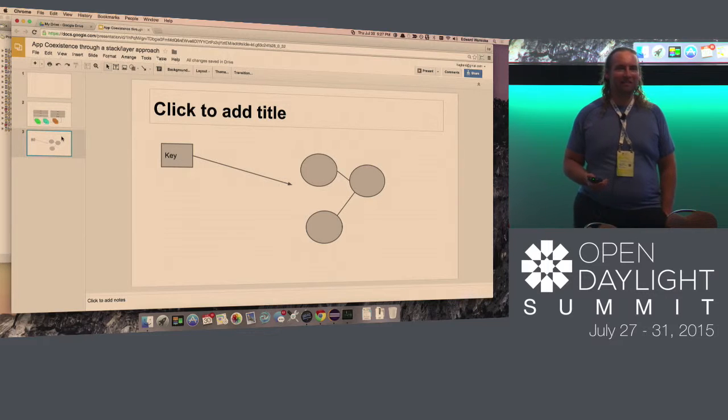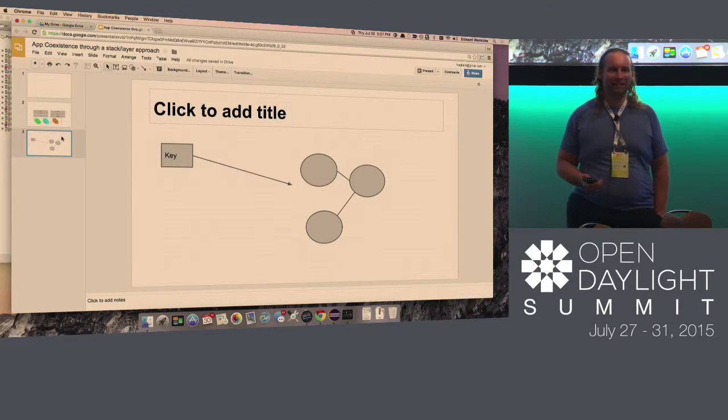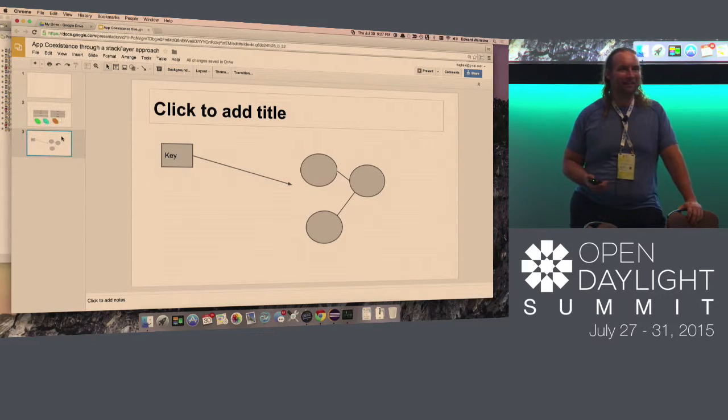We get less chatty as the sessions go on. I think people are getting tired. Yeah, no, it is getting late. It is getting late.